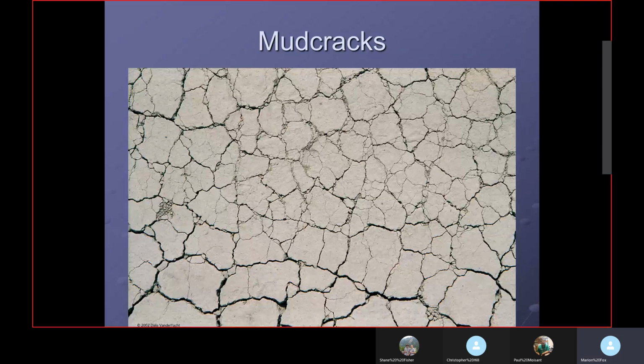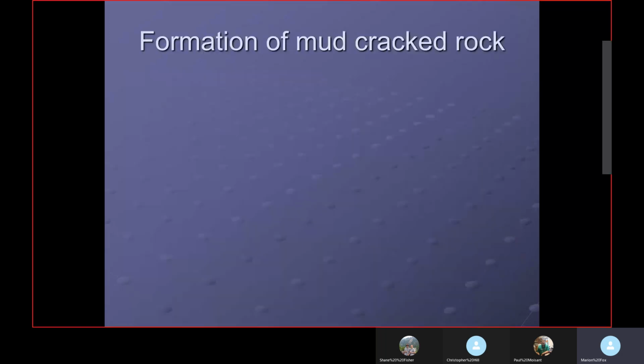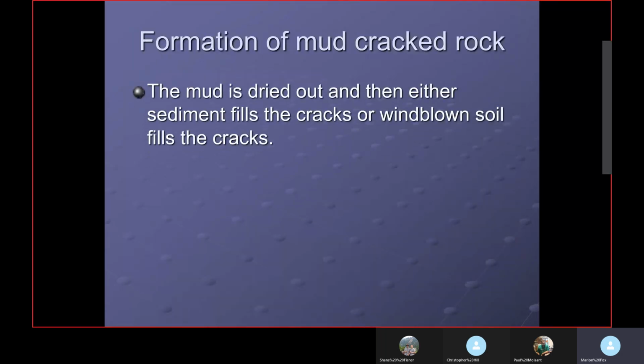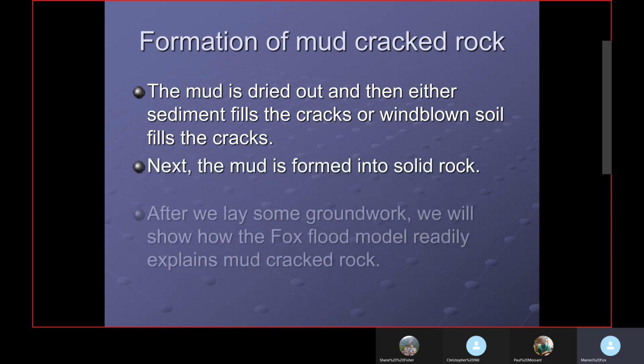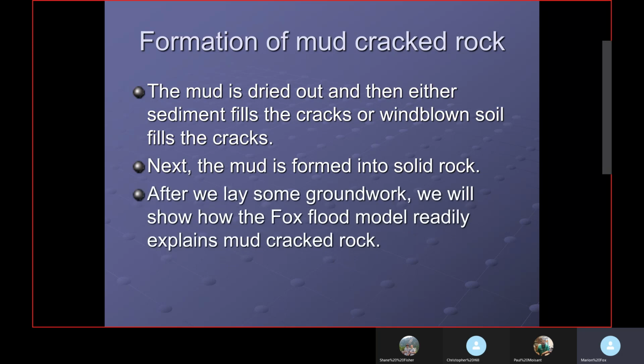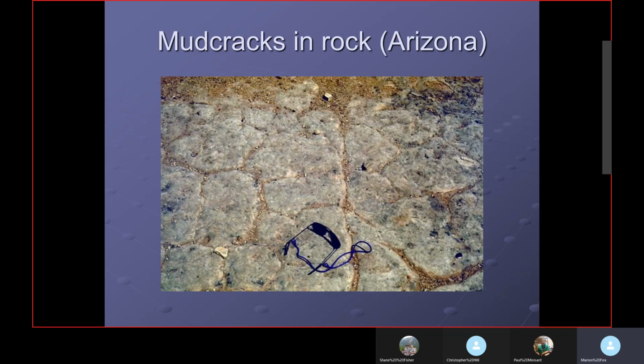Here's some more mud cracks. These are actually stones now. When the mud is dried out, either sediment fills the cracks or wind-blown soil fills the cracks. That can happen. Next, the mud is formed into solid rock. After we lay some groundwork, we'll show that the Fox flood model readily explains mud-cracked rocks, mud cracks, mudstones.